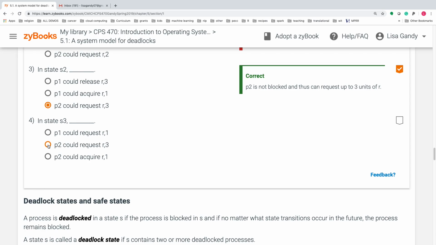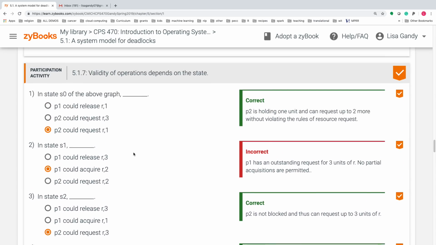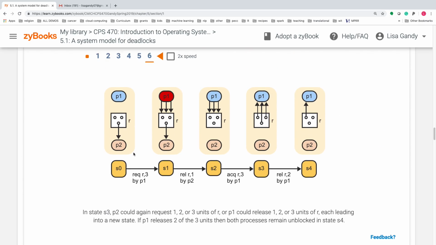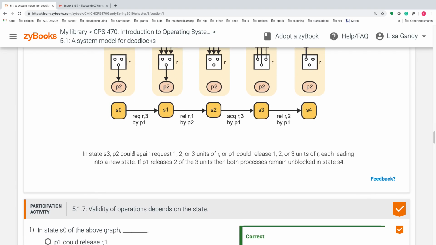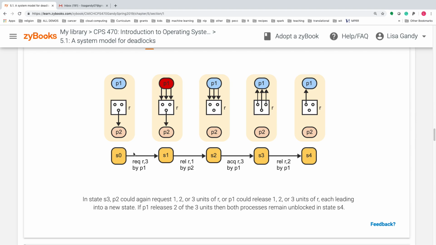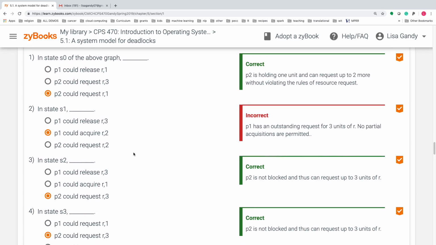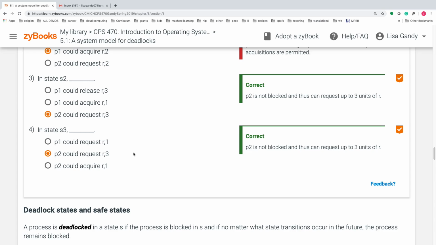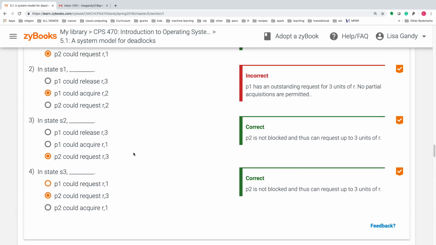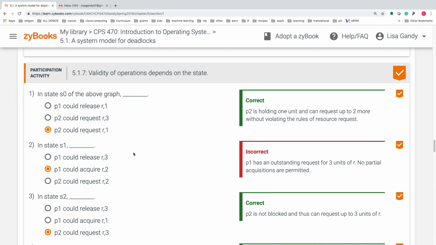I mean, is that what they are asking? P2 could acquire R of 1. It can't do that. 3, what? This is so weird. They're kind of invalidating what they said earlier. Yeah, request blocked. That's so weird. Okay. P2 is holding a unit and can request up to 2 more.